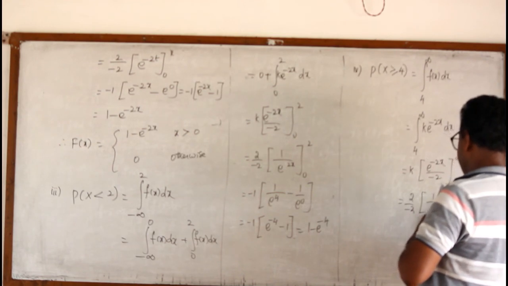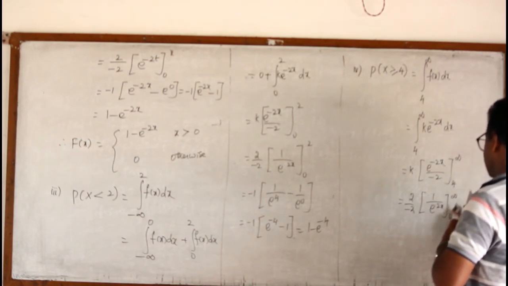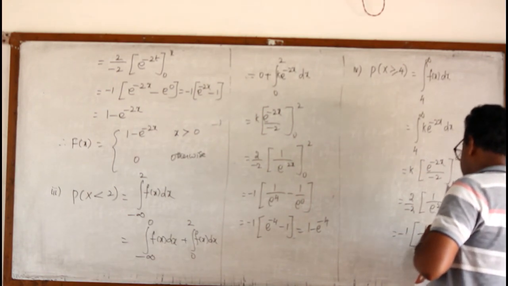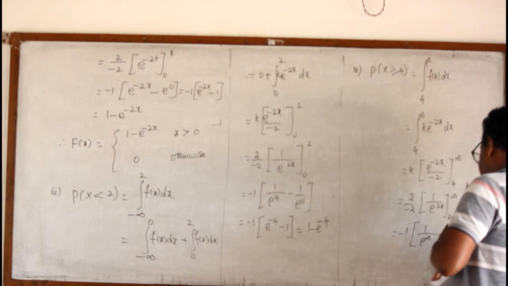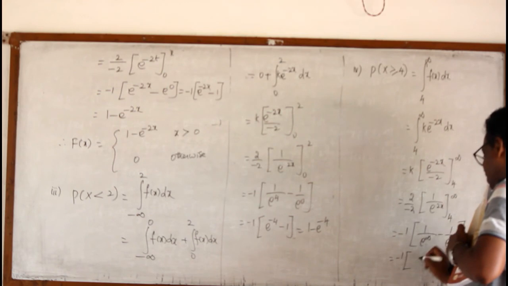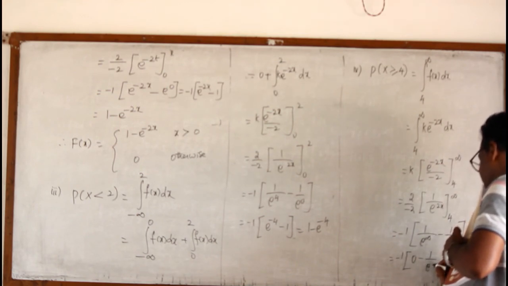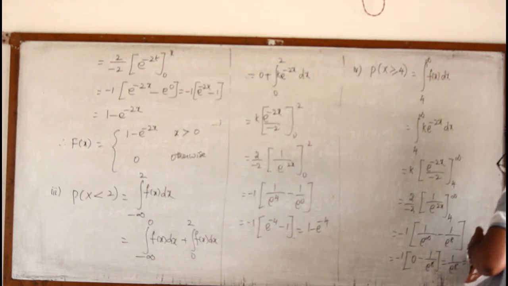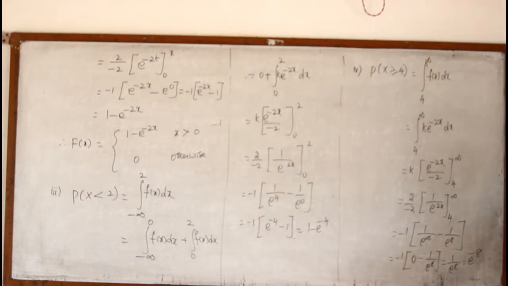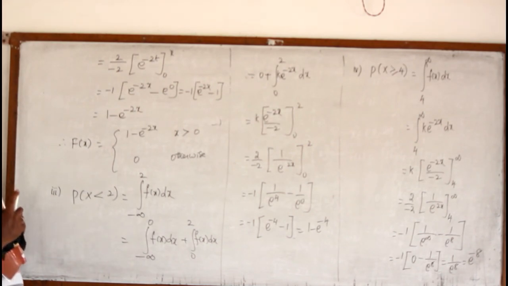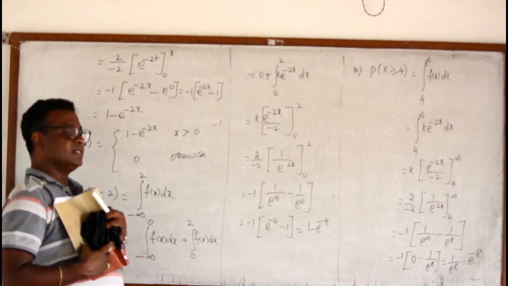It is 1 by e power 2x, from 4 to infinity. It is minus 1 into 1 by e power infinity minus 1 by e power 8. E power infinity is infinity, so 1 by infinity is 0, minus 1 by e power 8. It is plus 1 by e power 8, or e power minus 8. So this is the problem, example 11.15. With that, all the examples are over. Then we shall go for the exercise problems.